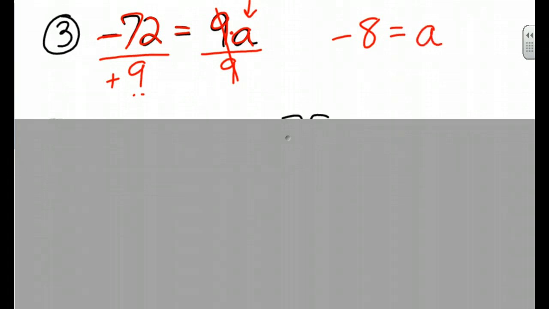Now for the check, we've got to watch our signs. We have a negative 72. Does that equal 9 times a negative 8? Well, yes, it does, because again, a positive times a negative is going to give us a negative.